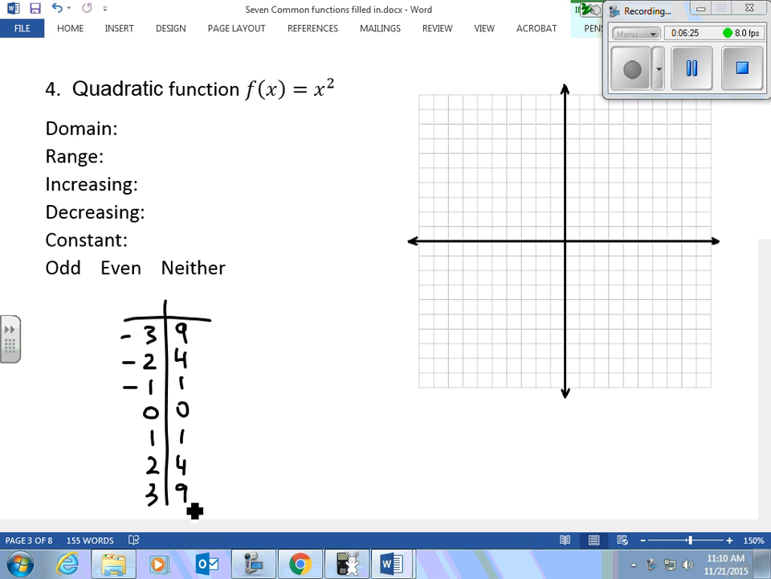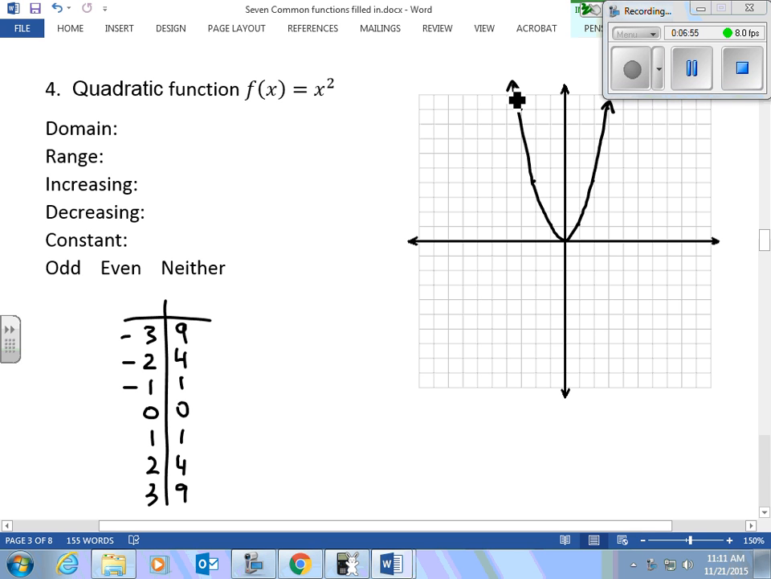So let's plot those points and take a look at the shape here. So I've got -3 and 9, -2 and 4, -1, 1, 0, 0, and okay, so I've got those 7 points. This one, you're not using a straight edge for your making a smooth curve through those points.